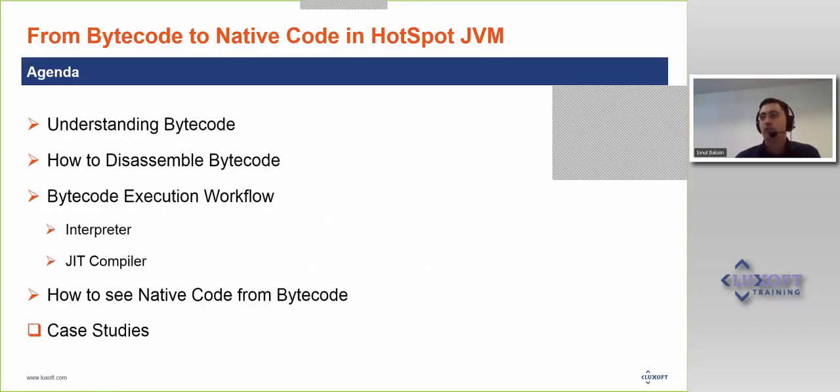This is the agenda for today. We will start by understanding the bytecode. We will discuss how to disassemble the bytecode in order to become a human readable form, how the bytecode is executed during the runtime in regards with the interpreter and the just-in-time compiler, how to check the native code that was generated based on the bytecode, and we'll run some case studies. This is mainly in a nutshell what we are going to discuss in the current presentation.